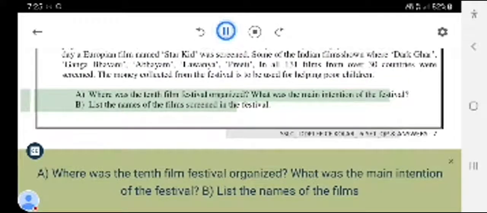A. Where was the 10th Film Festival organized? What was the main intention of the festival? B. List the names of the films screened in the festival.